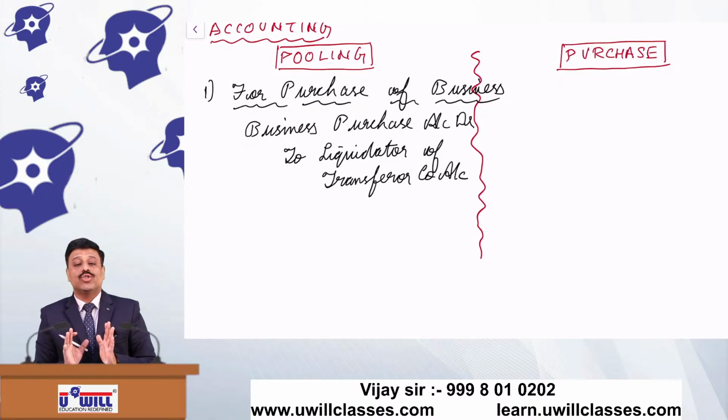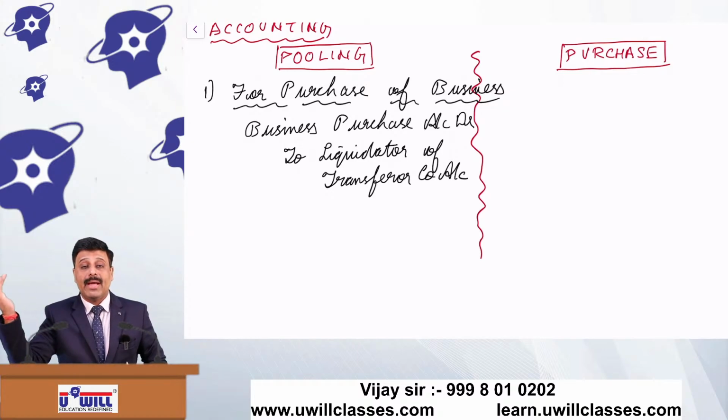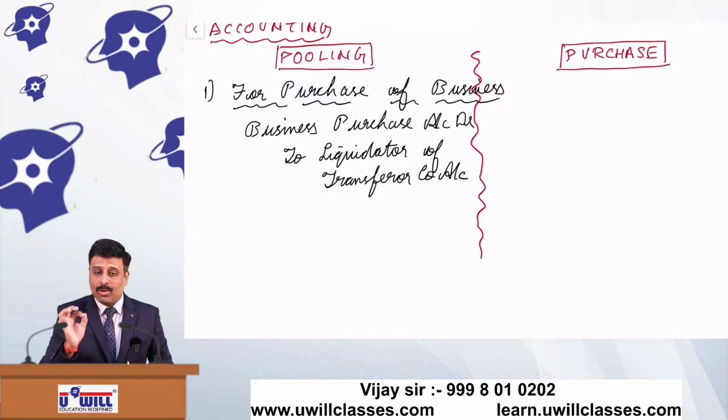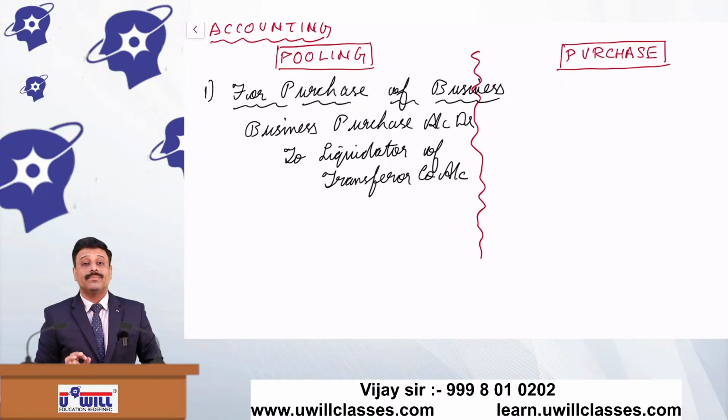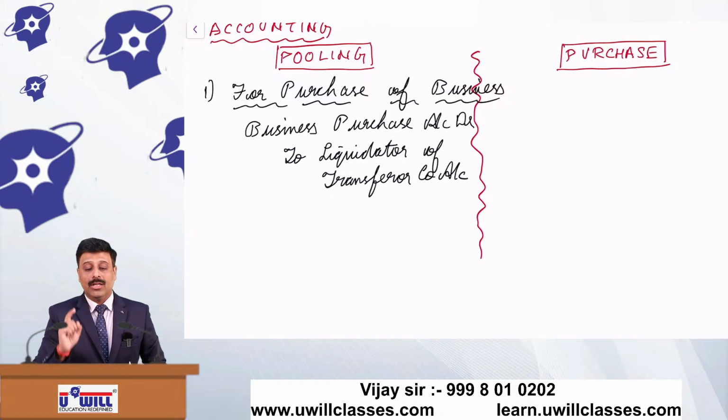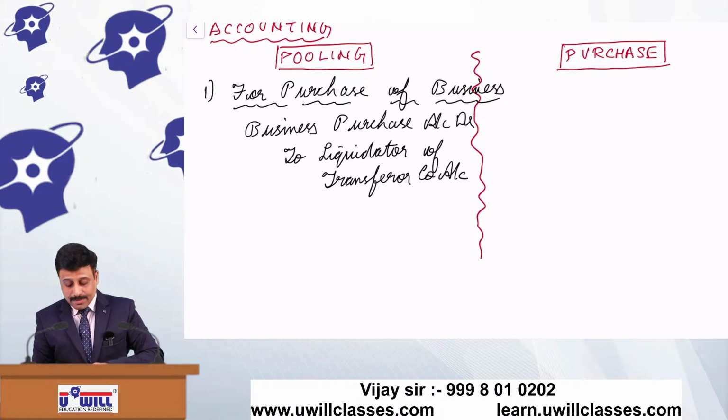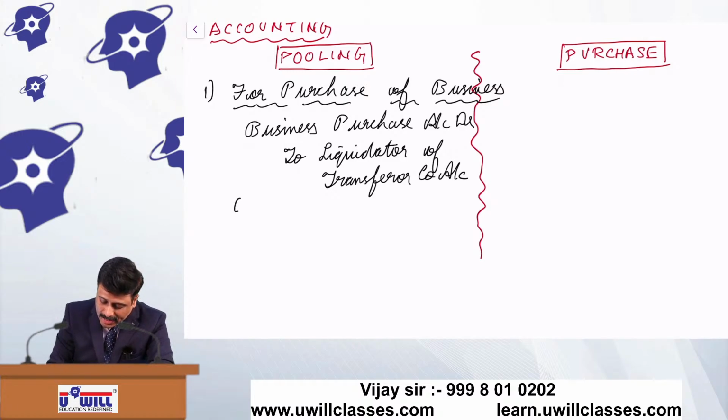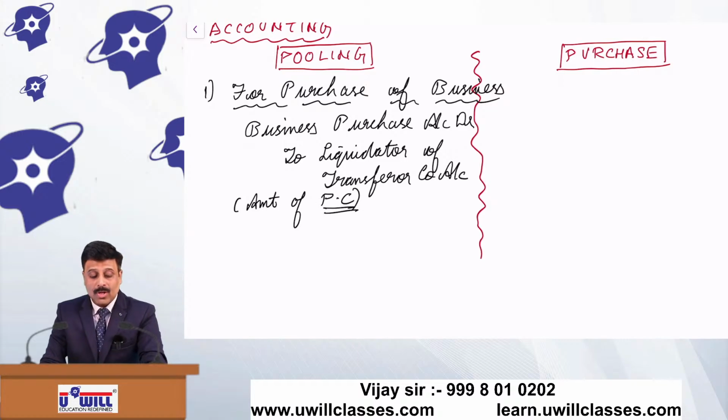So very simple entry. First entry for purchase of business. Business comes in. Debit what comes in. Business purchase account debit. Amount is payable to the liquidator. Credit the payable to liquidator of transferor company account with the amount of purchase consideration. What amount will you record over here? Purchase consideration. Is that clear to every one of you?